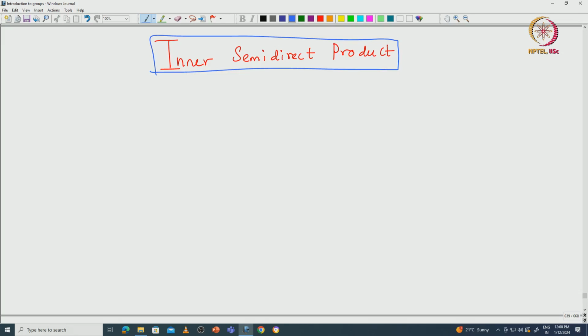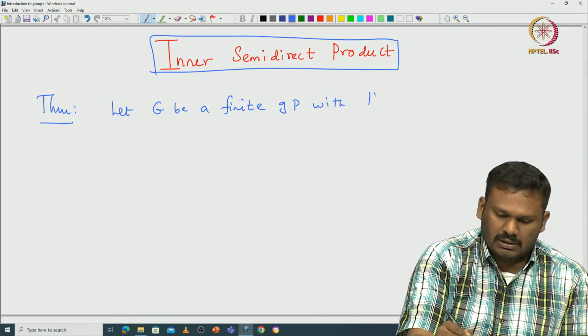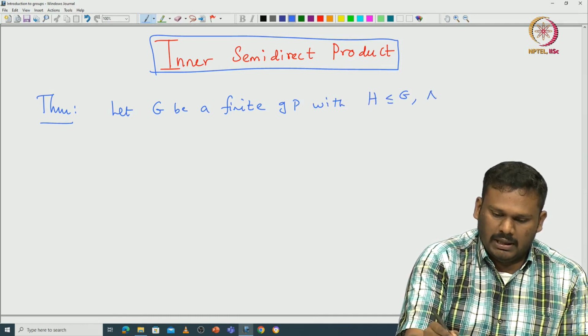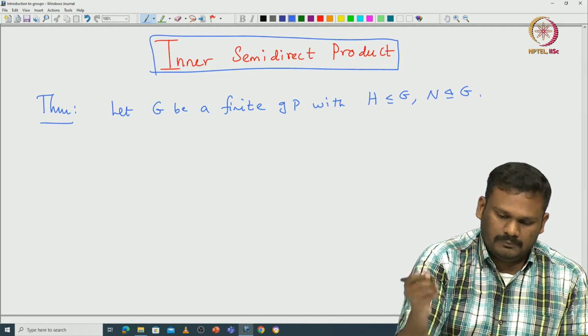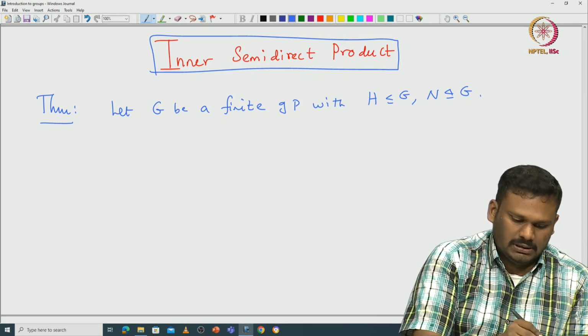So for that, let's prove a theorem. Let G be a group, again you can assume it to be a finite group, with, let's say, H a subgroup and N a normal subgroup. So this condition is given. Then one can prove the following are equivalent.